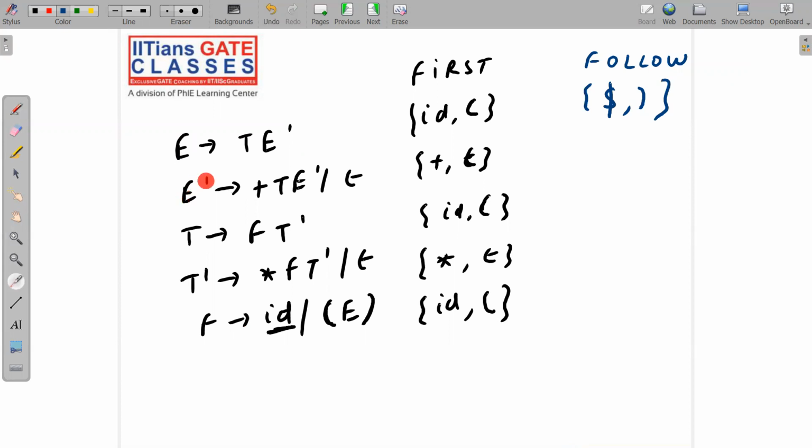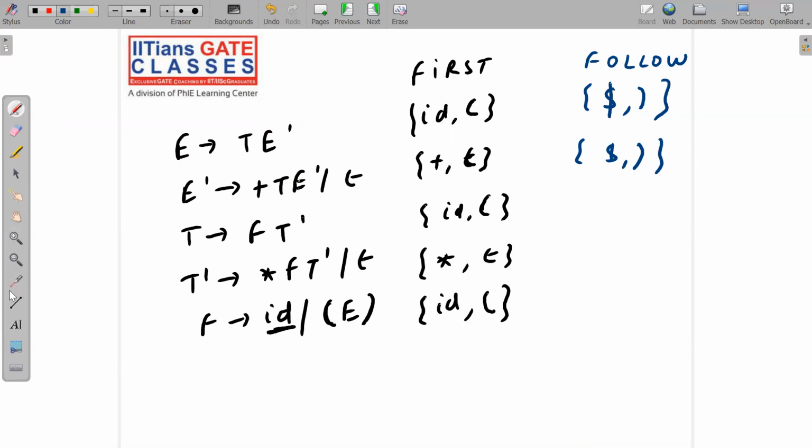Now Follow of E dash. Try to find E dash anywhere. Here, Follow of E dash will be Follow of E. Directly we will write Follow of E, copy pasted: dollar, closing bracket. Now here Follow of E dash is Follow of E dash, which is obviously true, so we will not get anything extra. Is E dash anywhere else? No. So that's it.